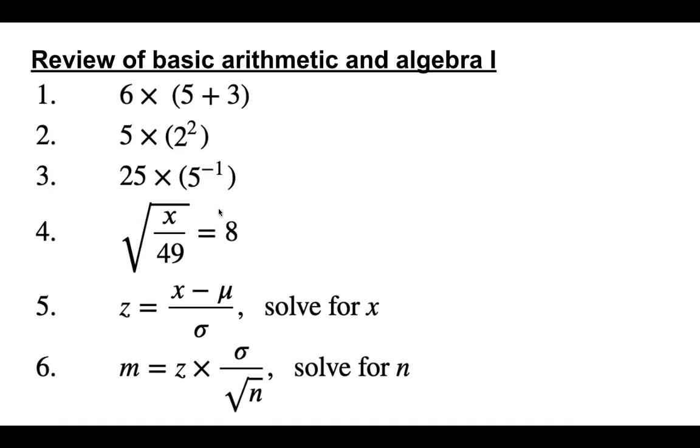Well, again, we can square both sides if we want, because by definition, whatever this is, it's equal to 8. We don't know what x is, but this whole expression is equal to 8. So let's square both sides. We get 64 over here. And then here we're just going to get x over 49. And then what we'll need to do is multiply both sides.